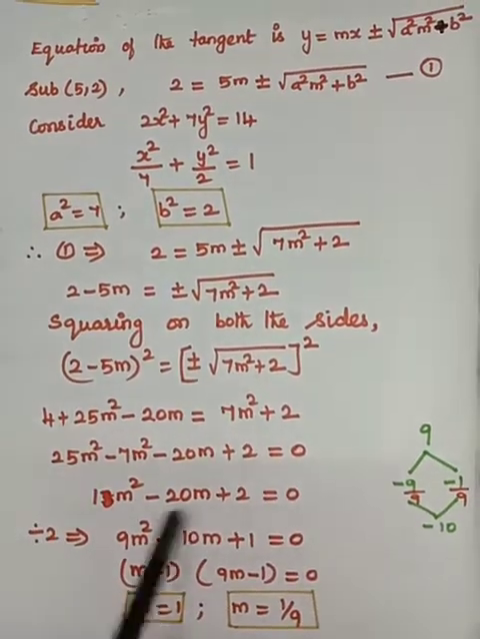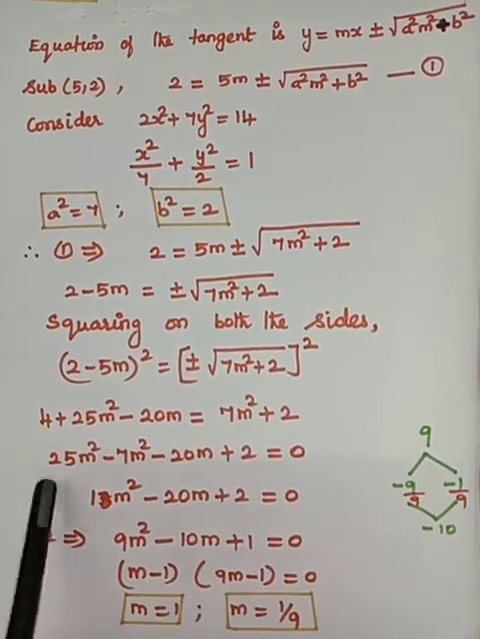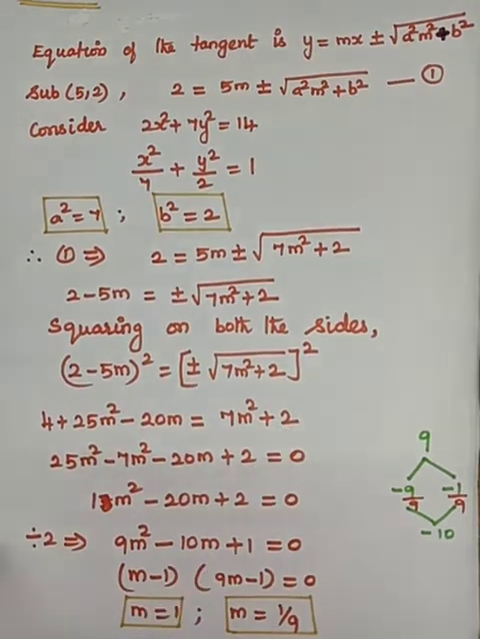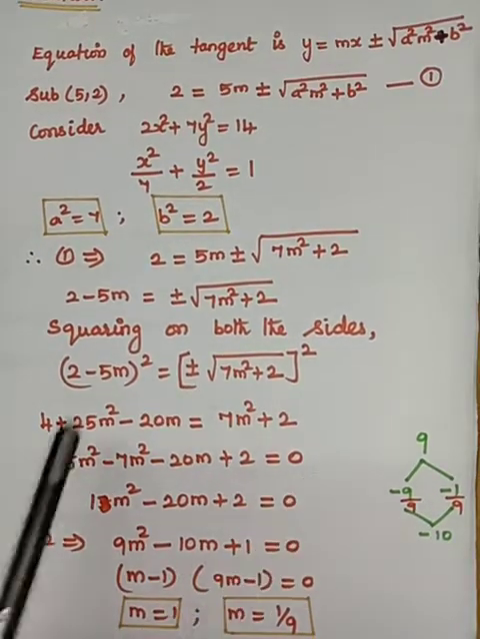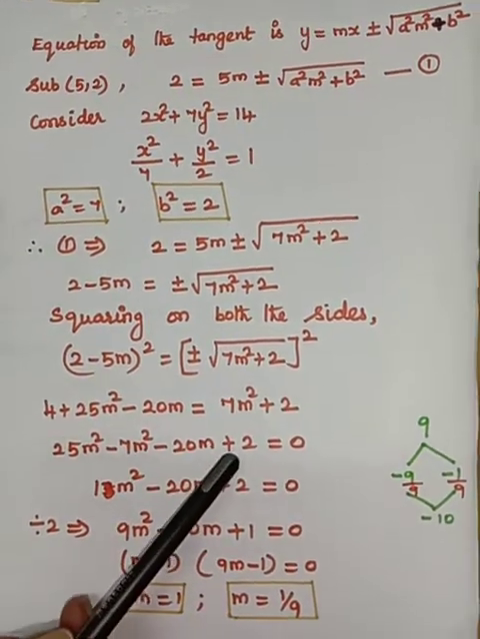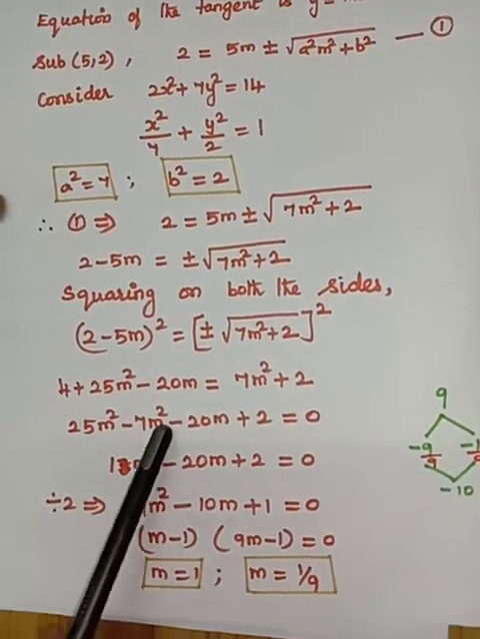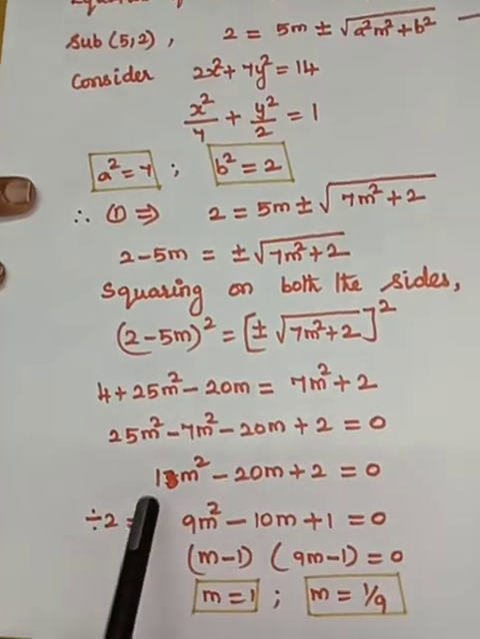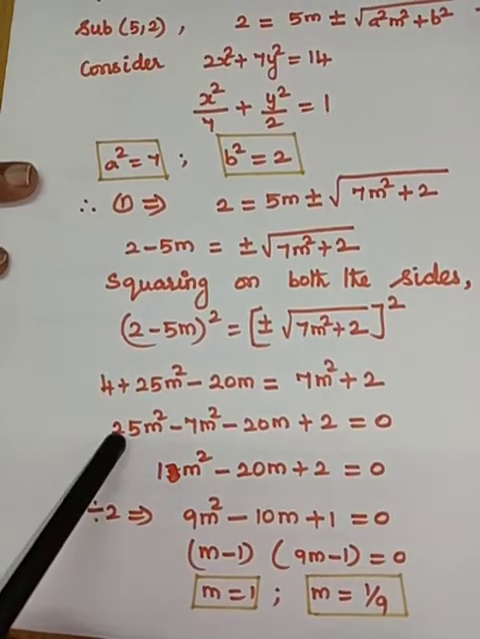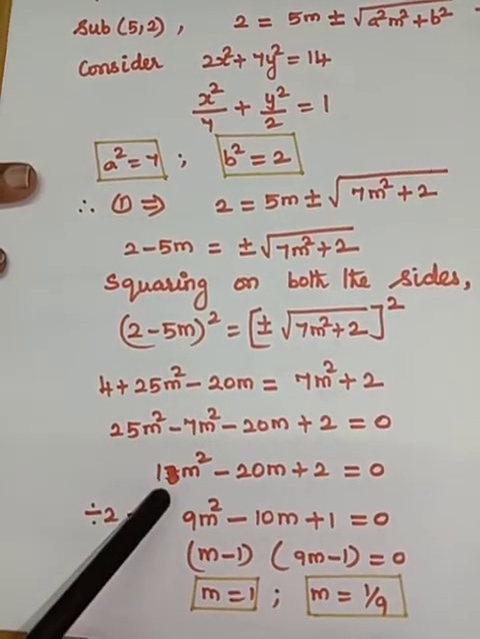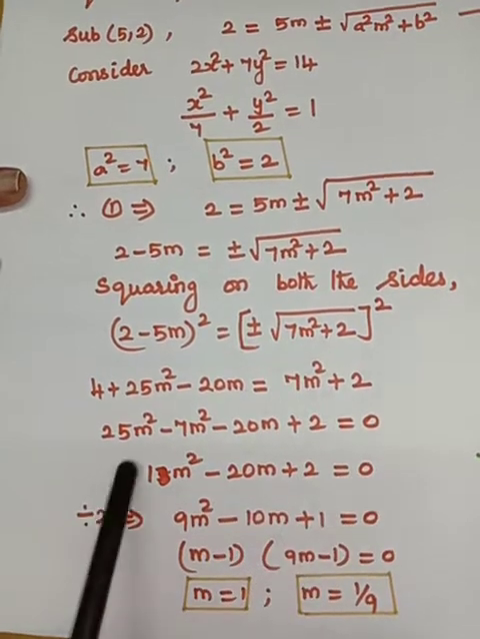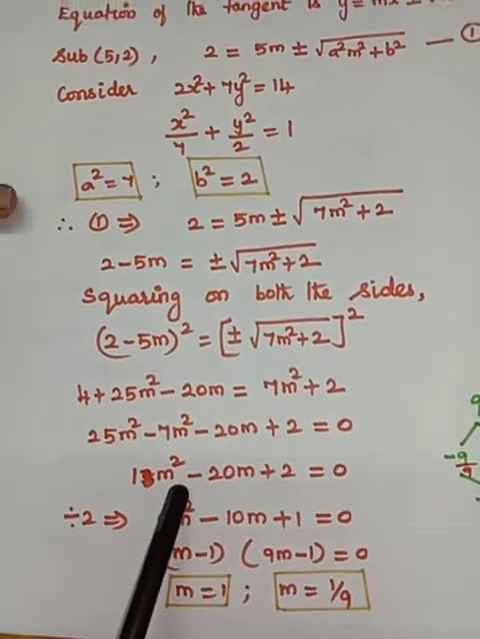You have to arrange all the terms. Bring it to the left hand side. So minus 7m squared and plus 2 becomes minus 2. Already you have 4, and 4 minus 2 is plus 2. 25m squared minus 7m squared is 18m squared. So 18m squared minus 20m plus 2 is equal to 0. It is a quadratic equation in terms of m.